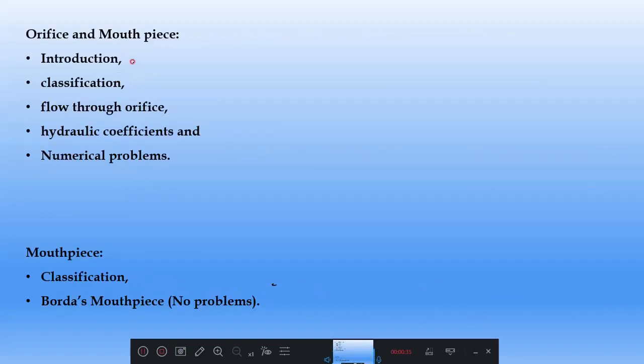As per VTU syllabus, this is the content given. We need to cover introduction, classification of orifices first, and flow through orifice, discharge through orifice, hydraulic coefficients, numerical problems we need to solve. Then after that we'll come to mouthpiece and their classification and Borda's mouthpiece. For these two only we need to cover.